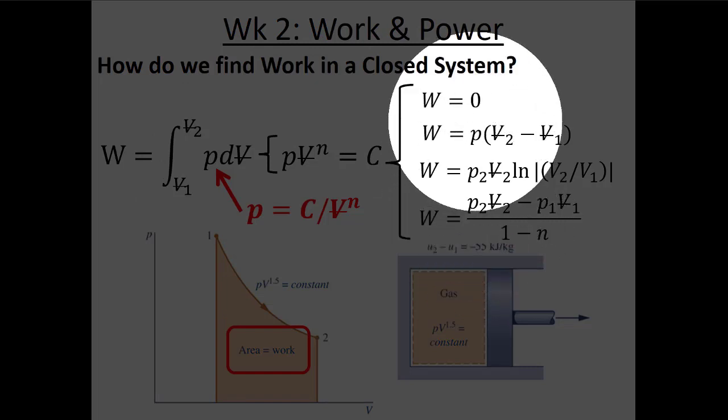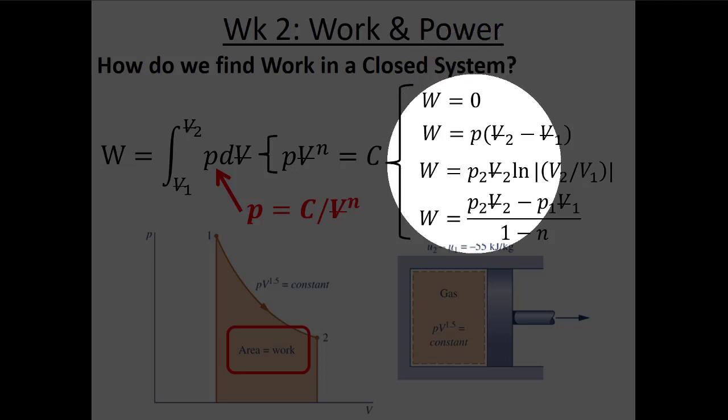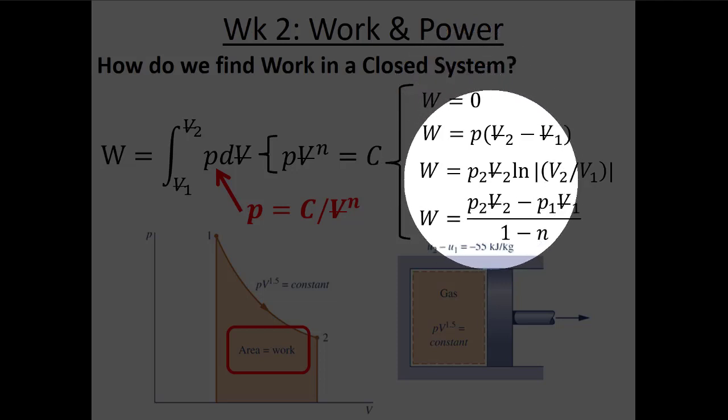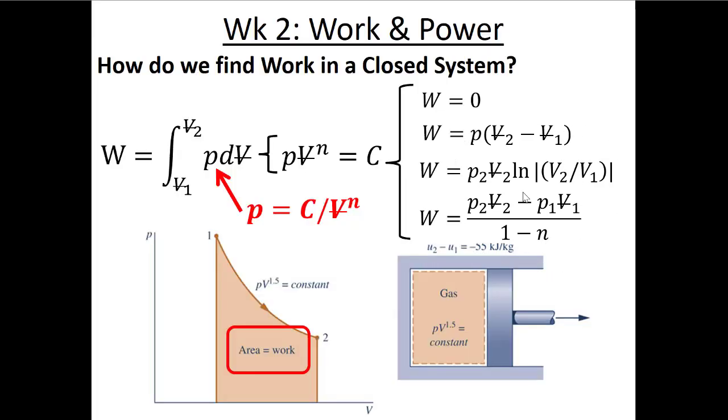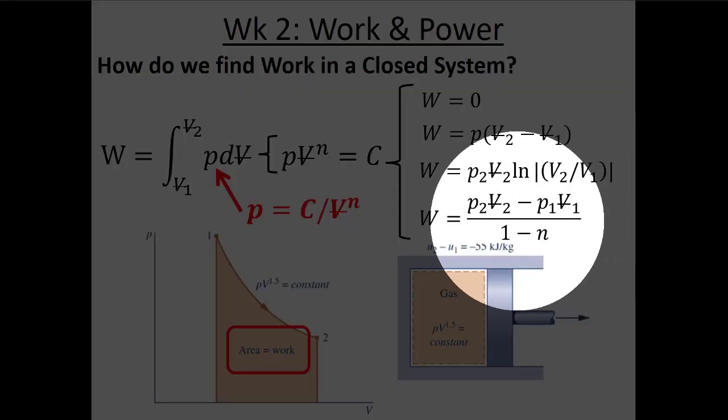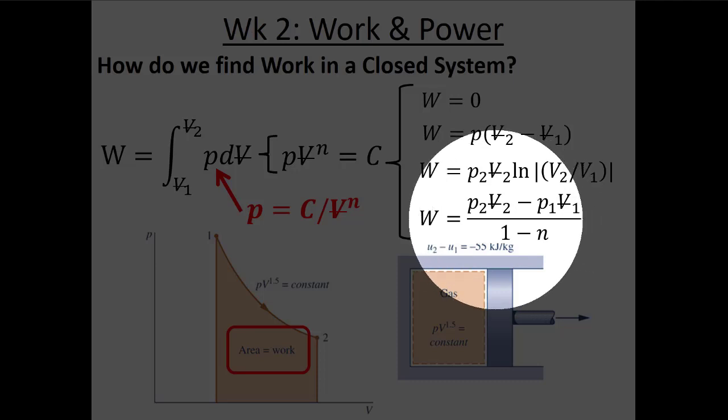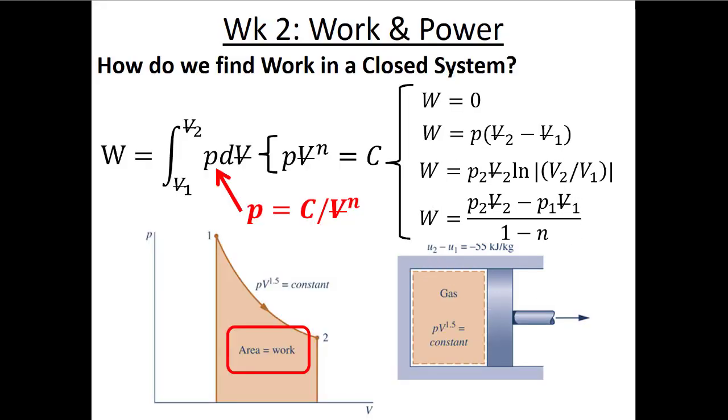So if the volume is constant, then we get that the work is equal to 0. If the pressure is constant, we get P times delta V. If PV is constant, then when we do this integration, we get 1 over V, so we have to start using the natural log, right? Or if n is not equal to 1, we have this general form that we see here, right?